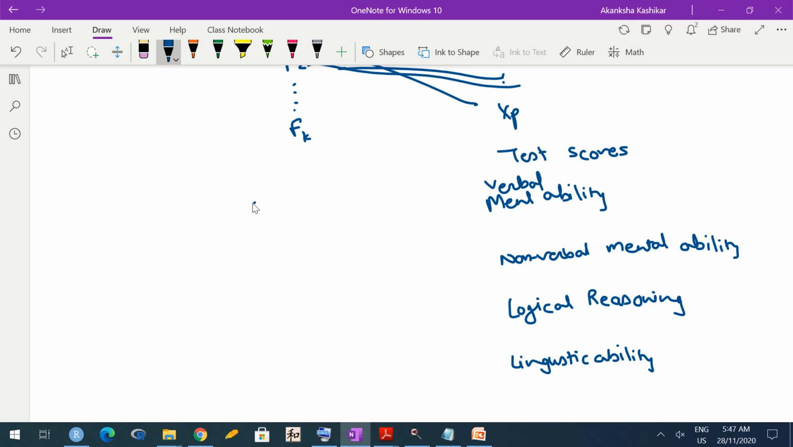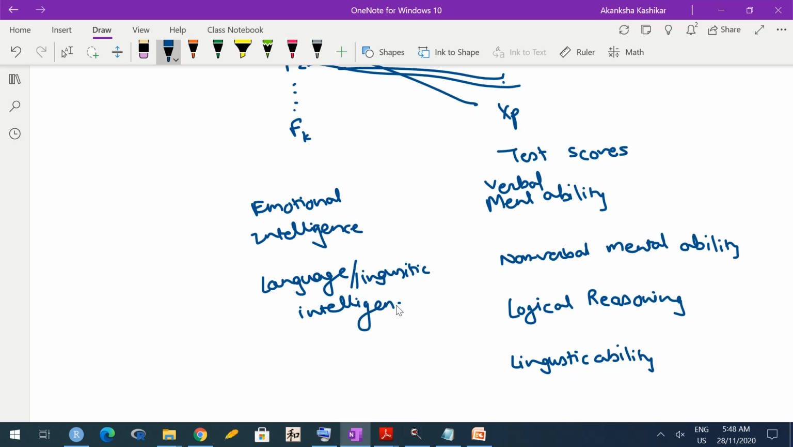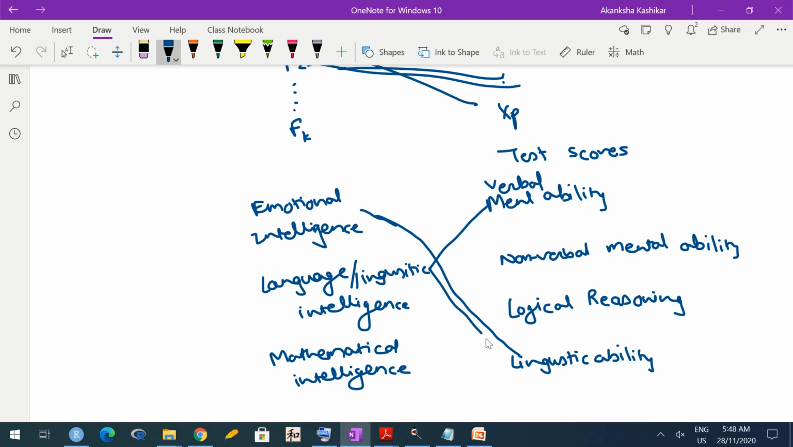So, say emotional intelligence, language or basically linguistic intelligence, then we have mathematical intelligence. Emotional intelligence is going to have some role in linguistic abilities. Okay, you should be able to perceive the emotions of the author to understand it better. Language abilities would of course have a role in verbal mental ability as well as linguistic ability.